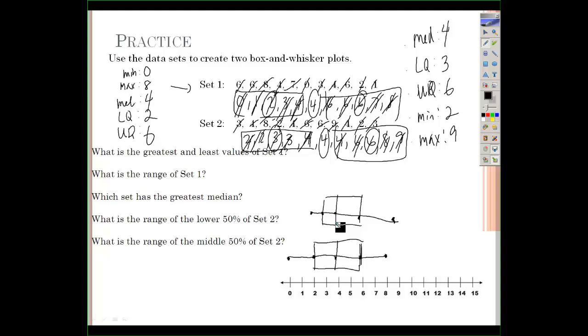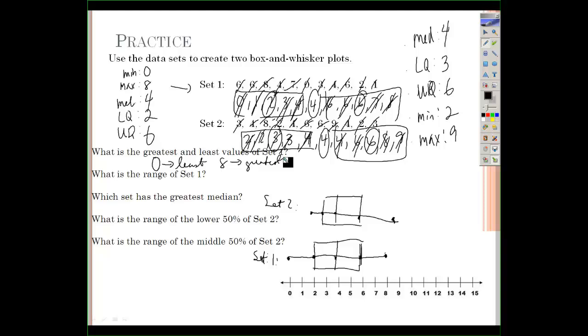And so once I have my 2 data sets and I have box and whisker plots, I can answer the following questions. What is the greatest and least values of set 1? I can look right at my box and whisker plot. Remember, this is set 1. This is set 2. And I can see the smallest part, the minimum value on my box and whisker plot is 0. So I'm going to say 0 is the least. And my box and whisker plot's highest point is at 8. And so I'm going to say 8 is the greatest.